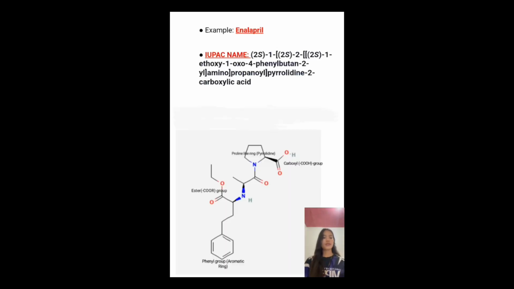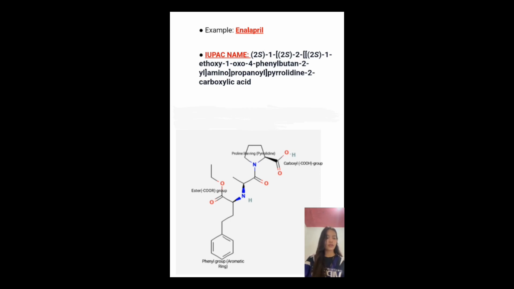So, the example is enalapril. The IUPAC name is 2S-1-[(2S)-2-[[(1S)-1-ethoxy-1-oxo-4-phenylbutan-2-yl]amino]propanoyl]pyrrolidine-2-carboxylic acid. So this is the structure of enalapril.